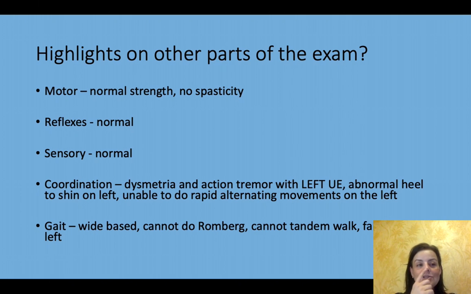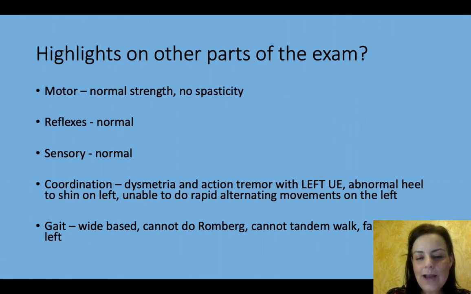I might have an action tremor. As I get closer to my target, I might start to shake. And she has that on her left side. She also has abnormal heel to shin response on the left side, and she can't do these rapid alternating movements very well on her left side, whereas on the right, she's very good at it, right? On the left, she's just struggling.